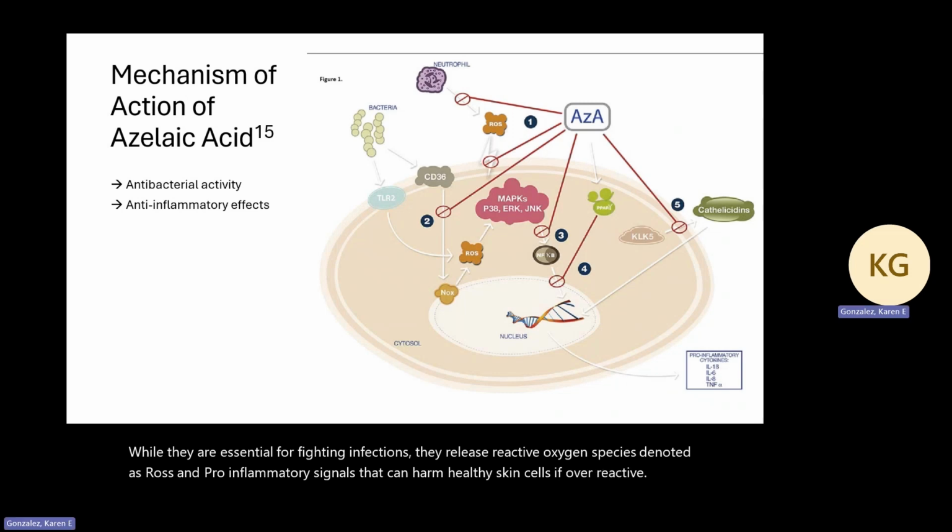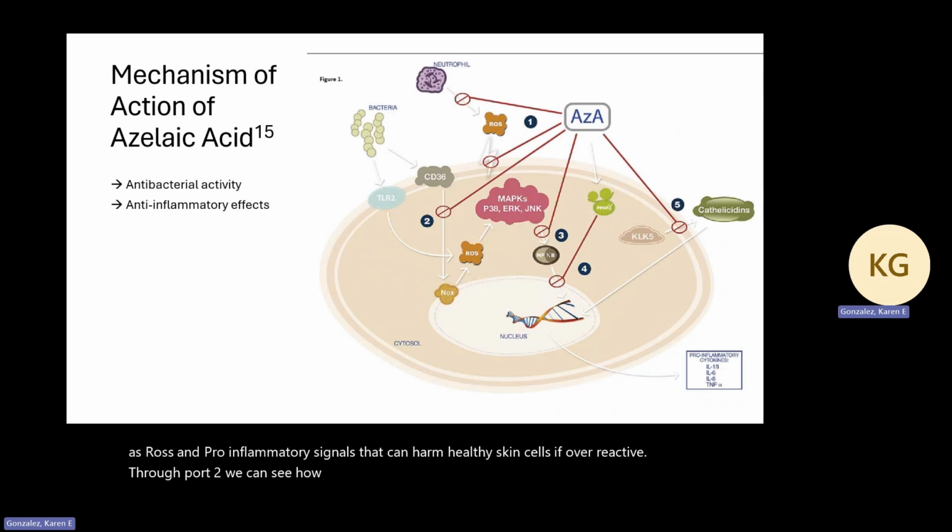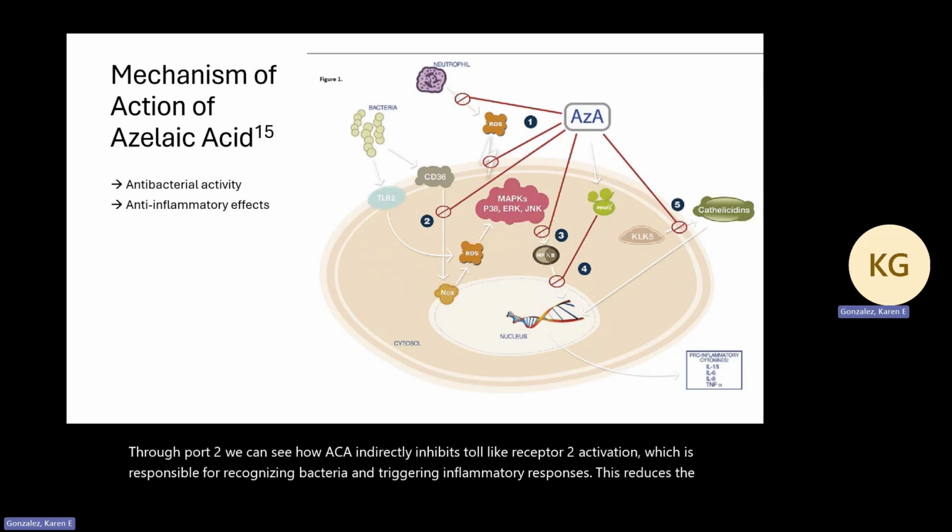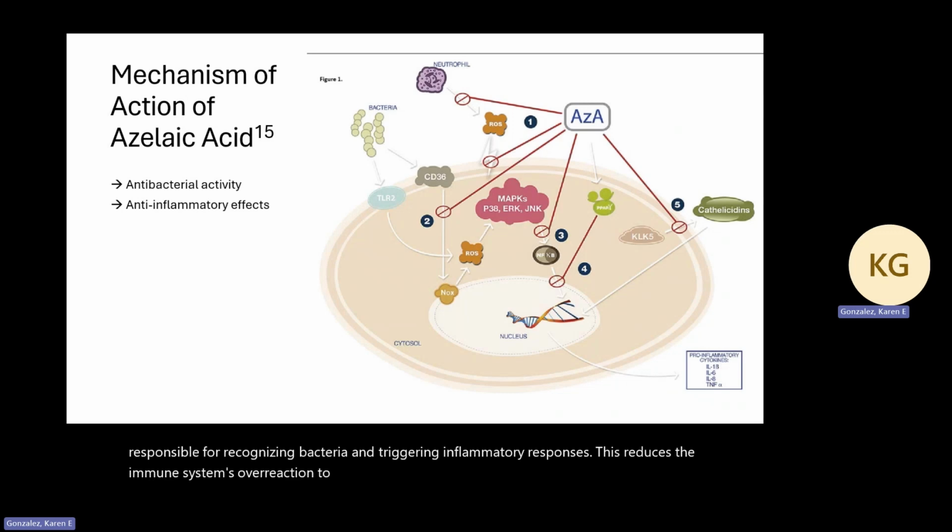Through part 2, we can see how AZA indirectly inhibits toll-like receptor 2 activation, which is responsible for recognizing bacteria and triggering inflammatory responses. This reduces the immune system's overreaction to bacteria on the skin. Additionally, CD36 plays a role in amplifying inflammatory responses, and we can see that it is also blocked by AZA in the figure.